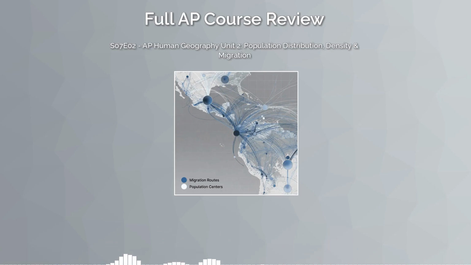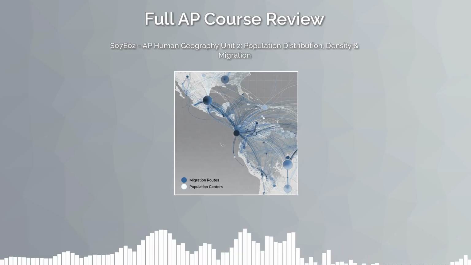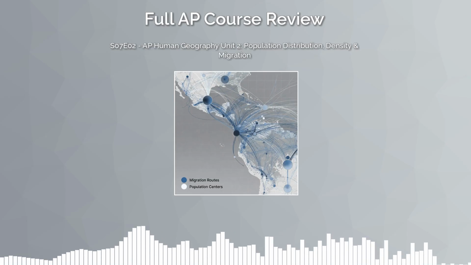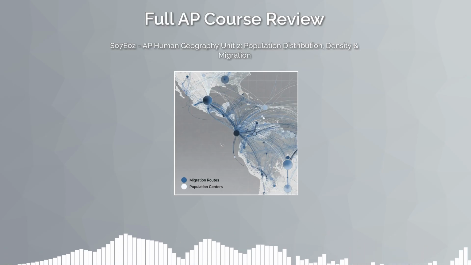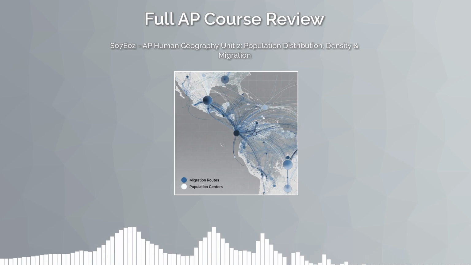Connecting to other units. The ETM doesn't live in isolation on the AP exam. It connects directly to the DTM in Unit 2, where epidemiological stage explains why death rates change. It connects to healthcare access and medical geography. Countries in Stage 1 or 2 lack the infrastructure for Stage 3 and 4 diseases because their healthcare systems are built around infectious disease treatment, not long-term chronic disease management.